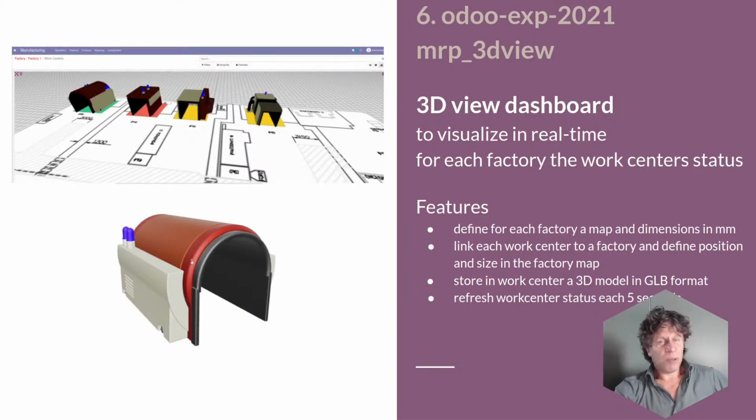But now I'm proud to present the 3D view dashboard to visualize in real time for each factory the workcenter status. We can define one or more factories, each with a map and a dimension in millimeters. Then we can link each workcenter to a factory, and we define the position and size in the factory map. Optionally, we can store a 3D model in GLB format. The refresh of workcenter status is every 5 seconds, but you can modify it in the settings.